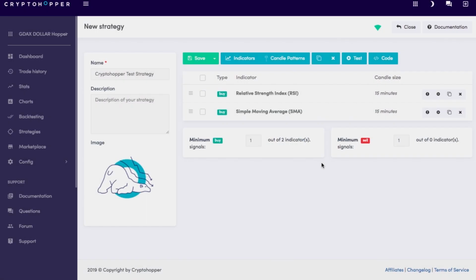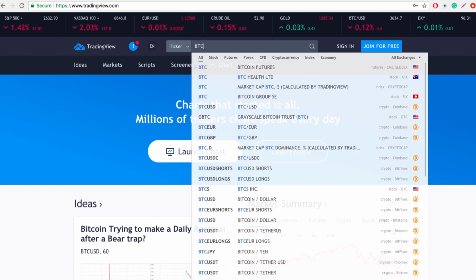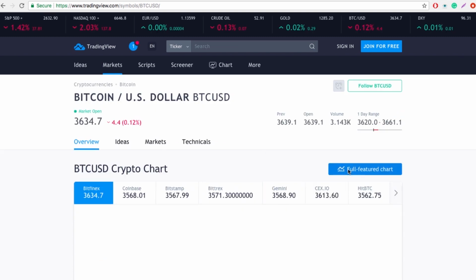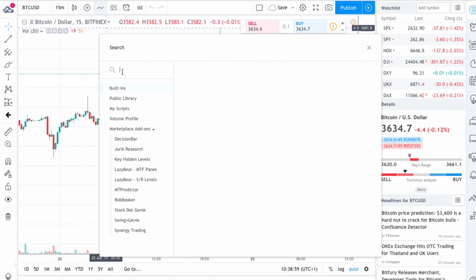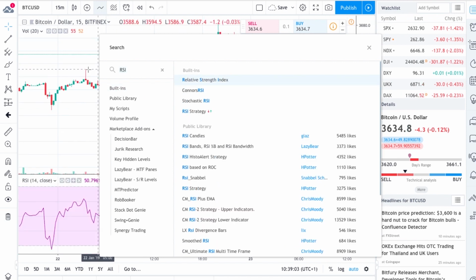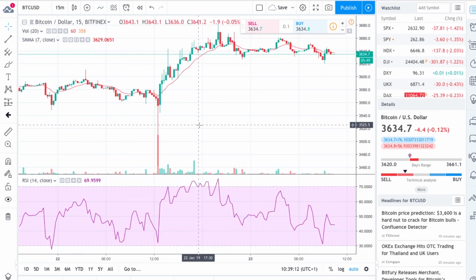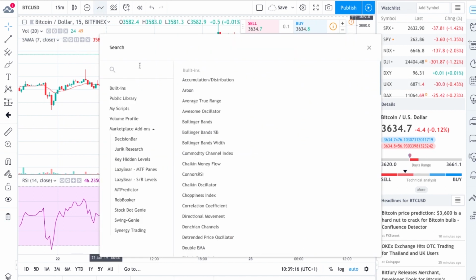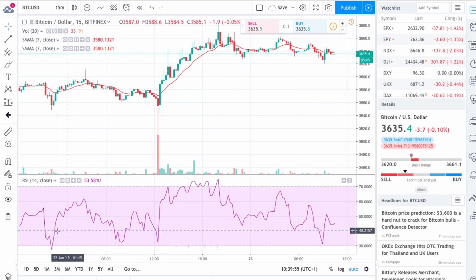Go to your trading view. Select the technical indicators here. As you see now, the indicators are active. But what do these waves mean?